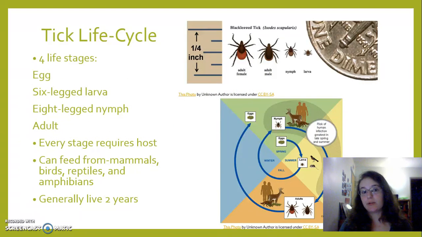So the tick life cycle. There are 4 stages. It starts out with the egg, the larva, the nymph, and then the adult. And every stage of the tick's life requires some kind of blood meal, some kind of host in order for them to survive. So they can feed from any animal, so mammals, reptiles, birds, even amphibians, and generally they live for 2 years. And the reason the nymph is one of the main causes of Lyme disease is because they are so small. And so if you're bitten by a nymph, often you won't even know it because you can't see them.